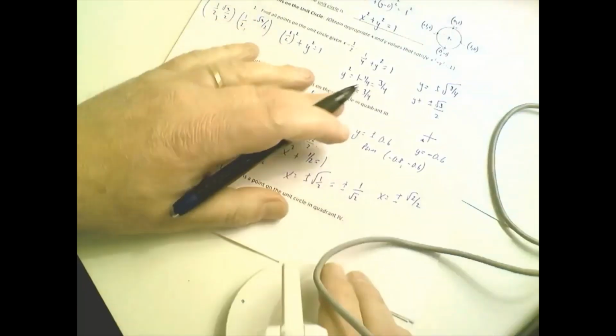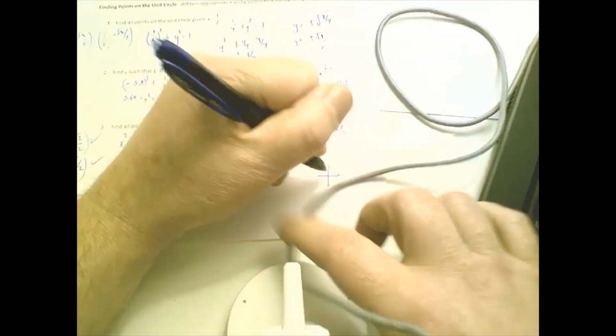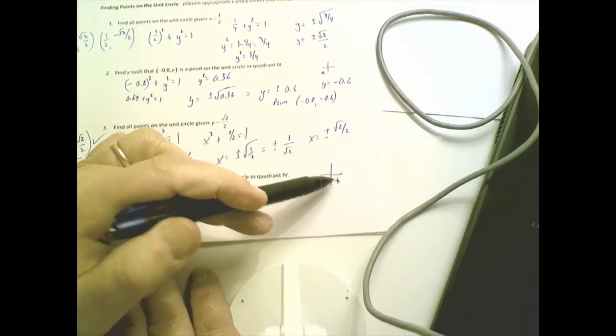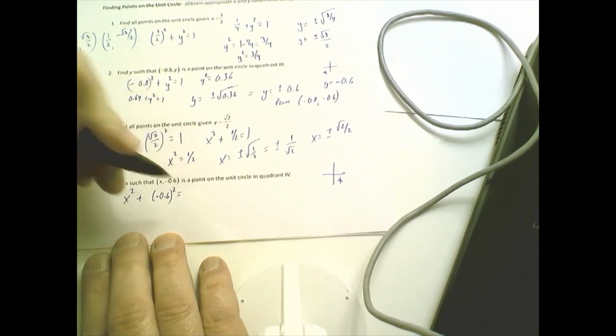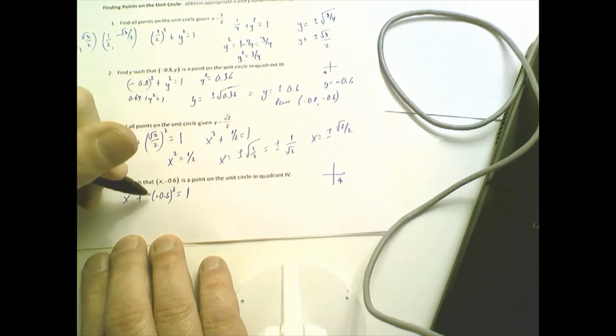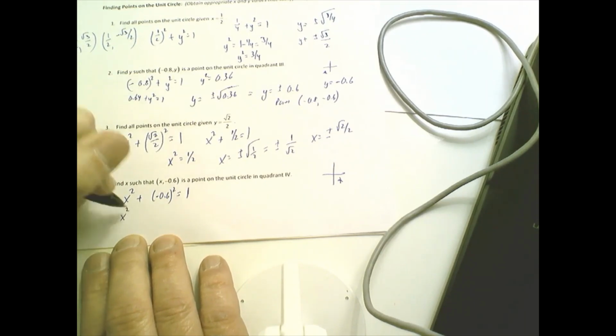Find x such that x, negative 0.6 is a point on the unit circle in quadrant 4. Quadrant 4, over here, is telling me x is going to have to be a positive value. I know that y is negative 0.6. What do I know? x squared plus negative 0.6 squared equals 1. Negative 0.6 times negative 0.6 is 0.36. x squared plus 0.36 equals 1. Subtract 0.36 from each side. x squared equals 0.64.